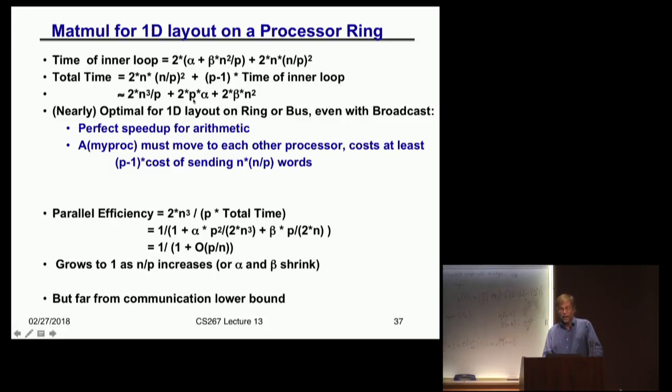But what would the lower bound be? How far am I from the lower bound? What did I claim that I could get this cost down to? Remember, it was the square root of p messages, not p messages. So I'm off by a factor of the square root of p, and that's pretty big. And what was my goal for the bandwidth cost? It was n squared over the square root of p. So I'm off by a factor of the square root of p there too. So I still have a ways to go.